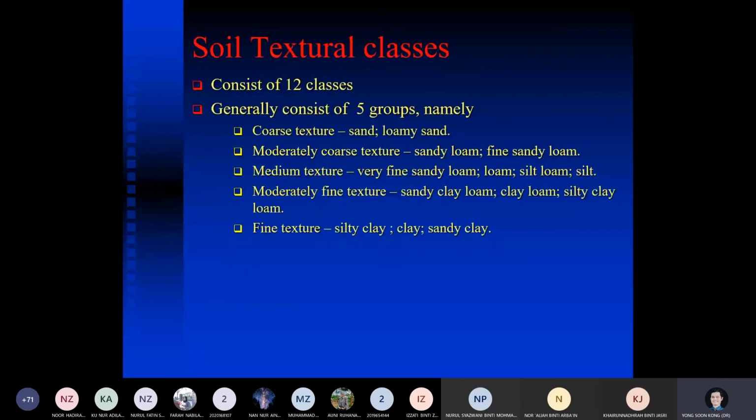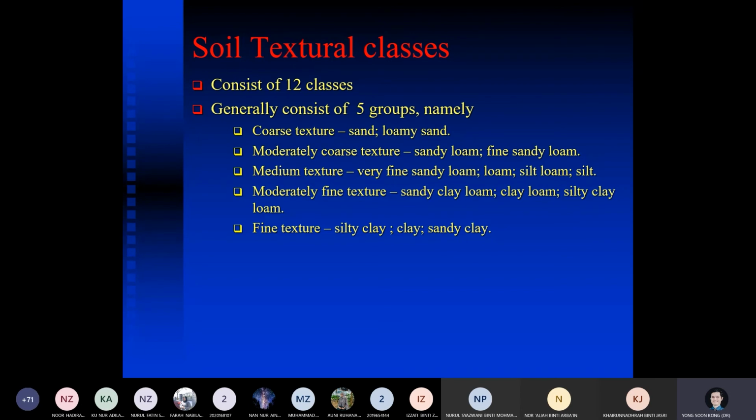So there are 12 classes. You may ask me, do you need to memorize all 12 classes? I would say you don't. We don't memorize all these classes. But if you do, at least you already know three classes: sand, silt, and clay. Probably one more, loam. The others are like a mixture of everything.